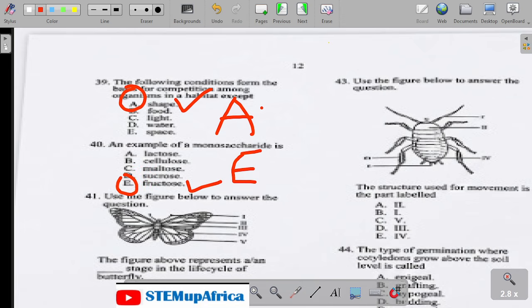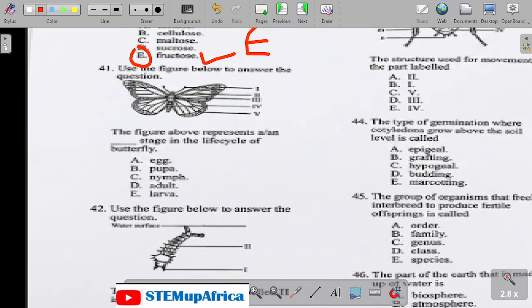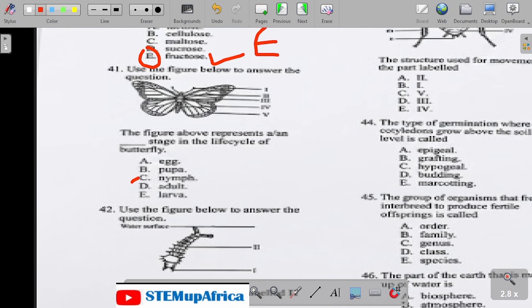Here we have a diagram of a butterfly. The figure above is dash as an adult. We have the process from the egg to larva, larva to pupa, pupa to adult. So the answer is adult here, which is option D. Option D. Okay.